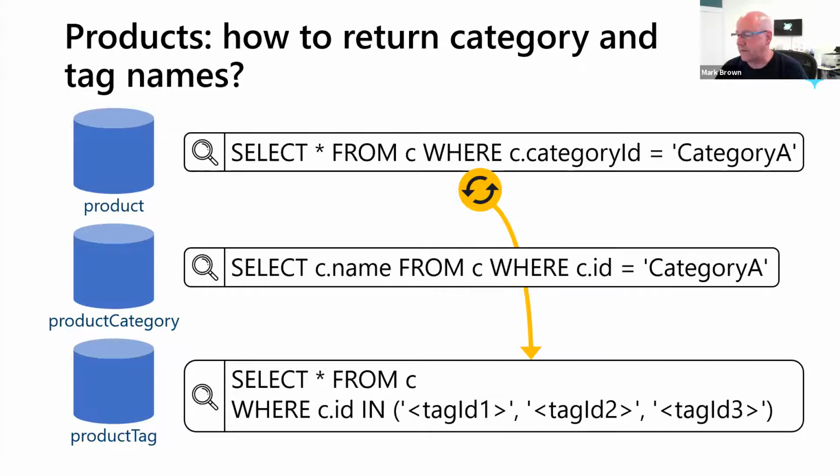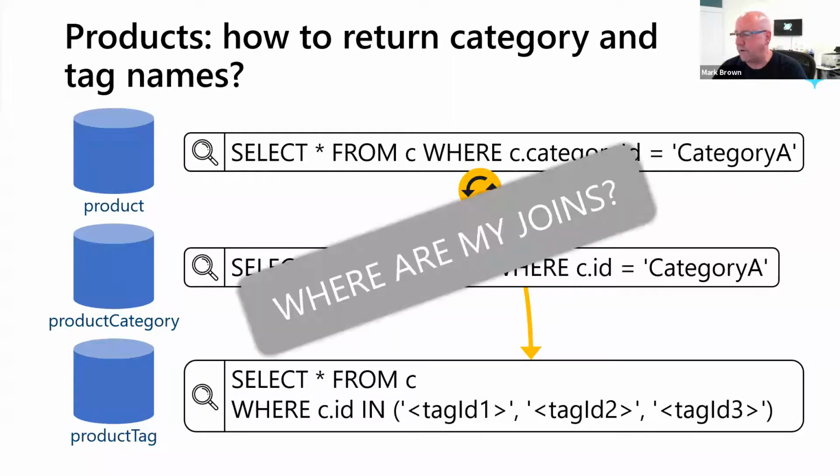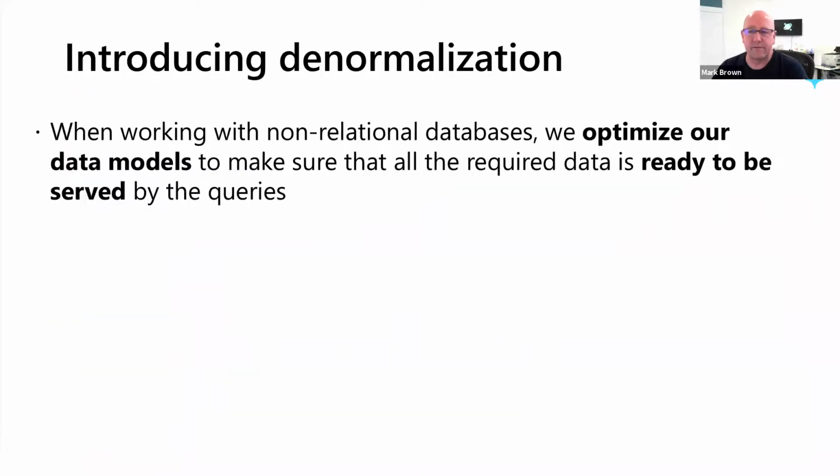Now, I could do this, but it's not very scalable. And you may say, well, why don't I just use joins? Well, remember, we're not a relational database. We don't support these relational constructs like doing joins across containers. Data in this type of database is really meant to be stored in the way it's used, and served ideally in a single request.